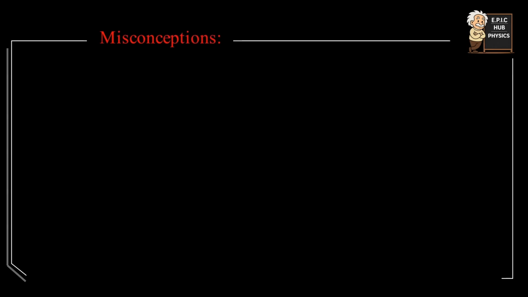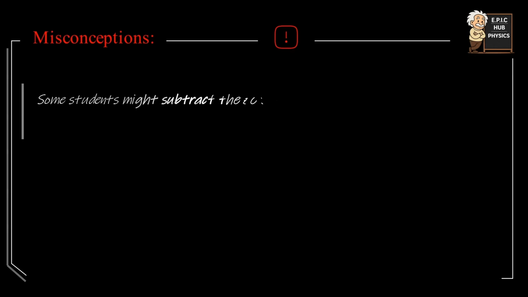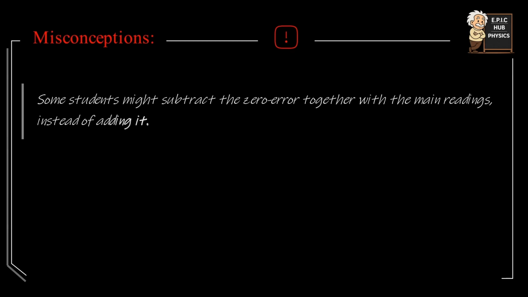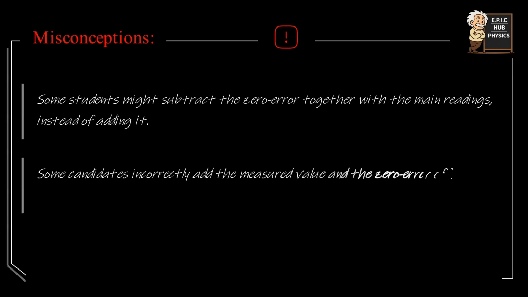Before we summarize, let us address a few potential misconceptions. Some students might subtract the uncertainties, just like the main values, instead of adding them. We must remember that in uncertainty calculations for sums and differences, absolute uncertainties are always added. Also, some candidates might incorrectly add the measured value to the zero error instead of subtracting it.